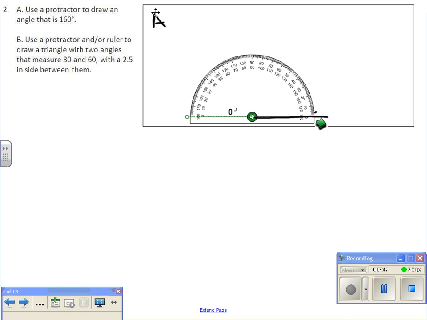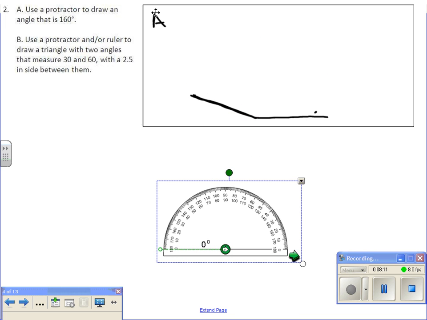So I'm going to go that way until I find my 160 degree mark. So that's going to be right here. And then I can just connect the two lines, all right? You could do that with a straight edge so it's nice and neat. I don't have a straight edge available to me, so I'm just going to do it like that. So right here would be our 160 degree angle.